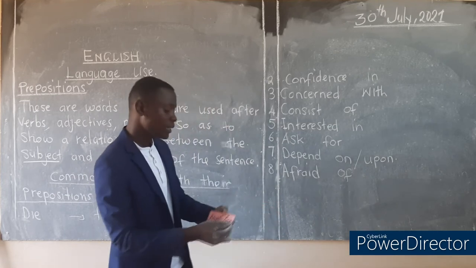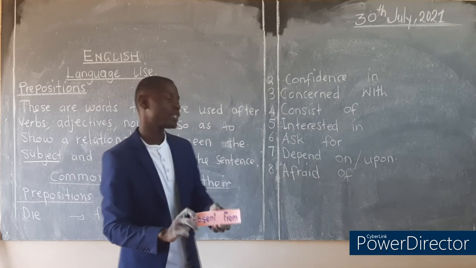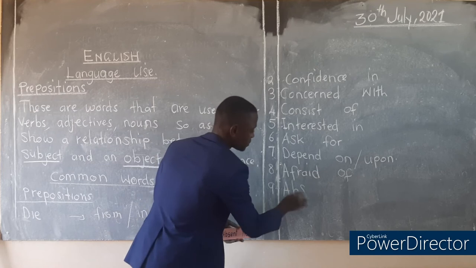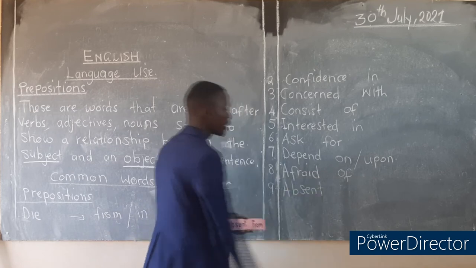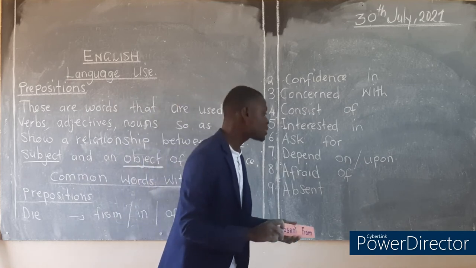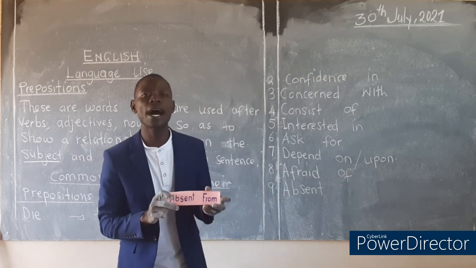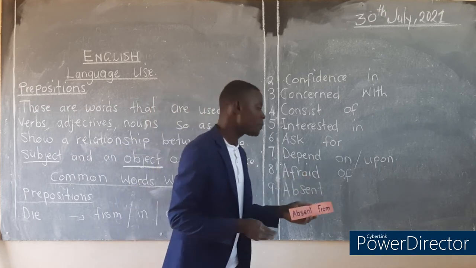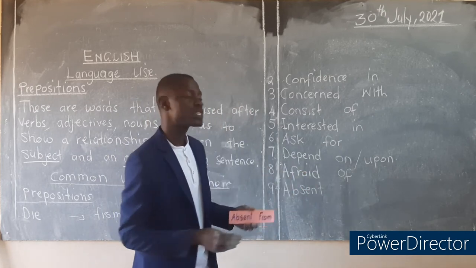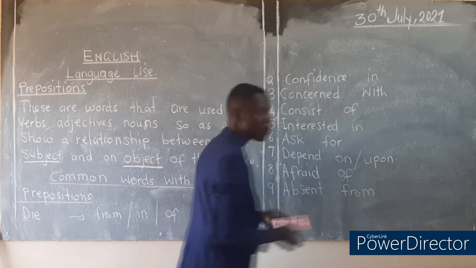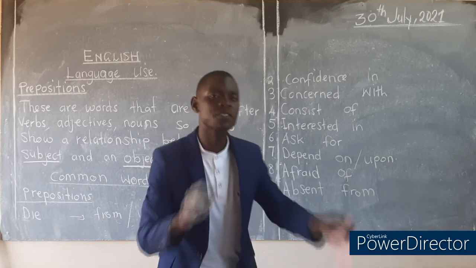Then the other word, the ninth word, is absent. Sometimes you even hear teachers saying, who is absent? You can say, she was absent from school. So the word absent, the preposition we use is from. I still have some more words.